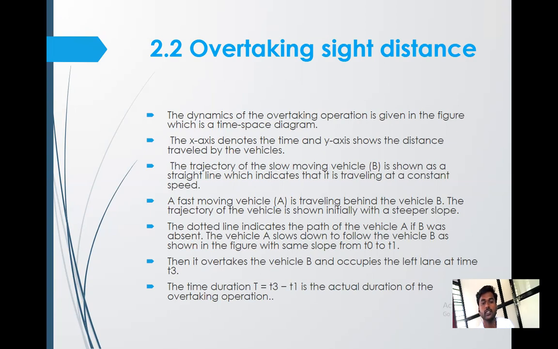The vehicle A slows down to follow the vehicle B, as shown in the figure with the same slope from T0 to T1. Then it overtakes the vehicle B and occupies the left lane at the time T3. The total time duration T is equal to T3 minus T1, the actual duration of the overtaking operation. What is the actual overtaking operation?